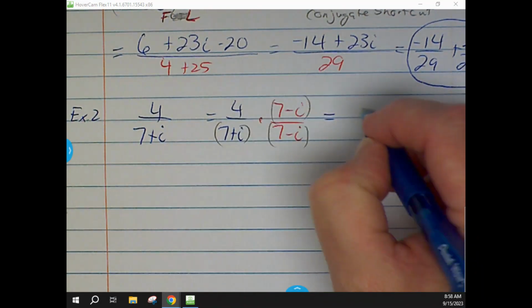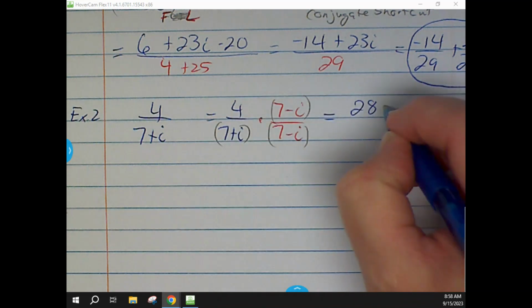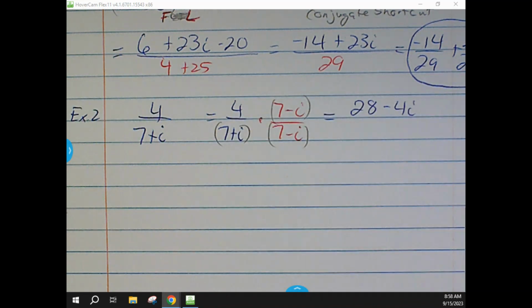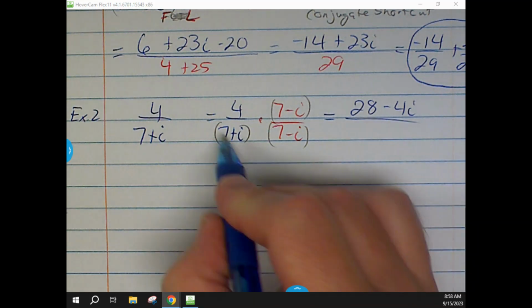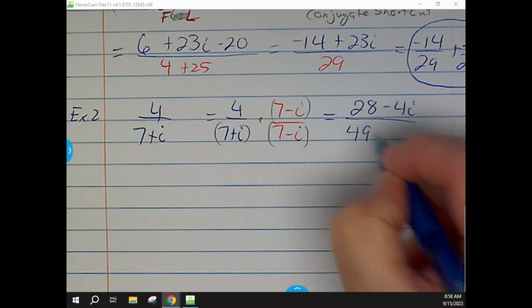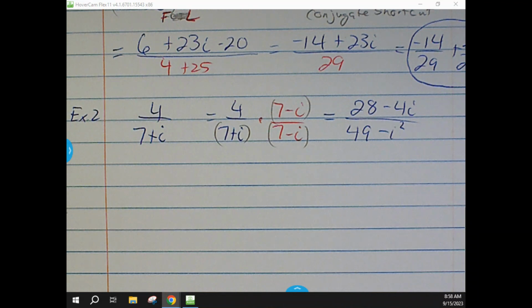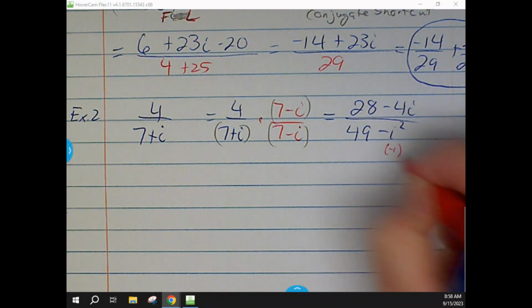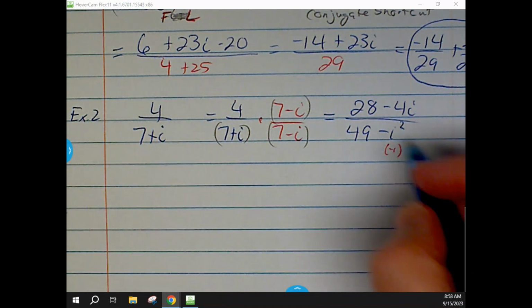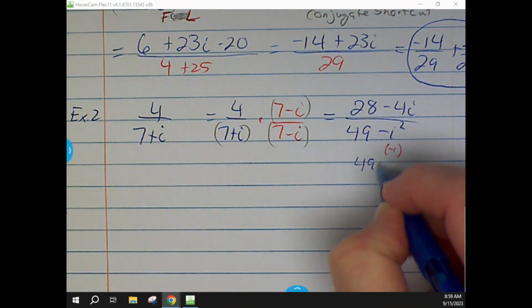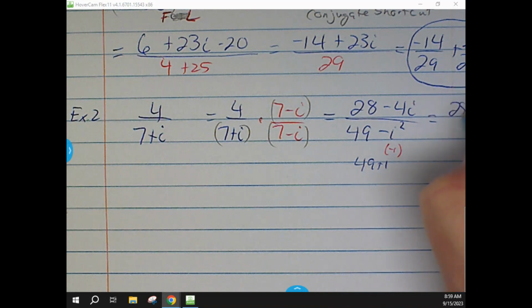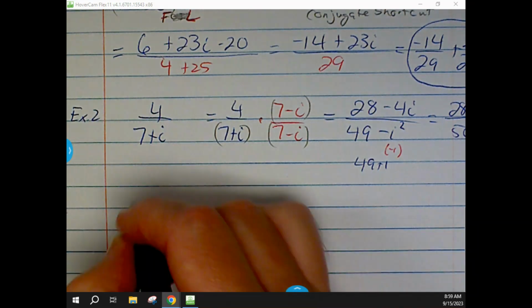So that's 4 times 7 for 28. 4 times I for 4I. On the bottom, again, we're going to do the conjugate shortcut, so it's going to be 7 times 7 for 49 minus I squared. But again, we'll replace I squared with -1, so it really makes it 49 plus 1. So that means that's going to be over 50. And that's going to be off the edge. Let me put that back down here so you can see it.